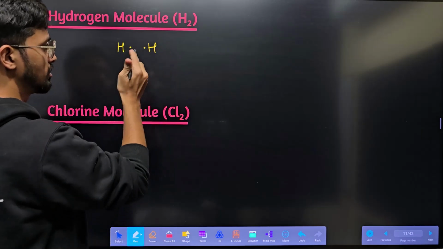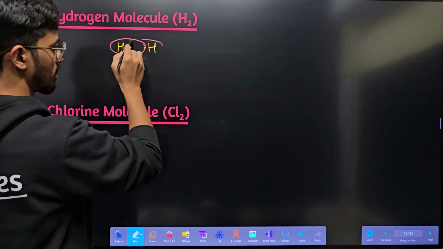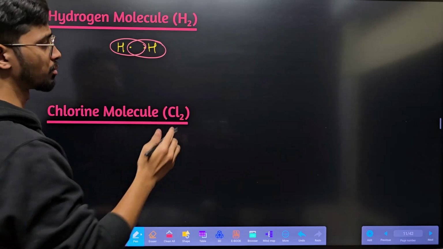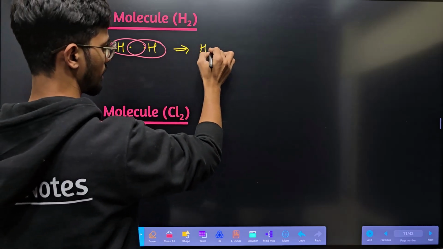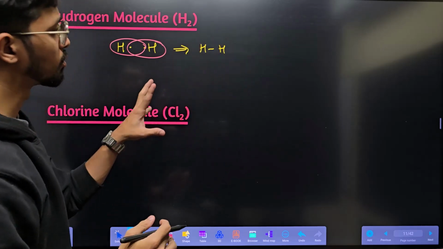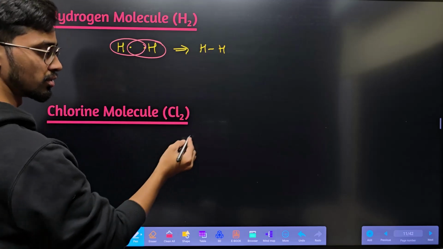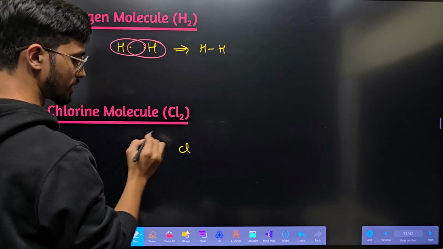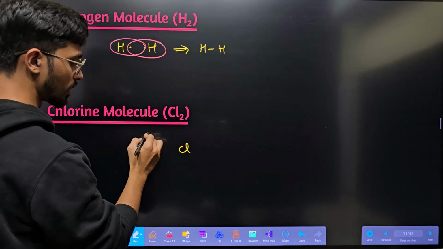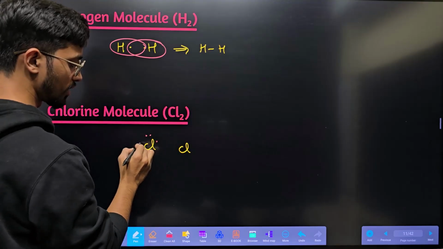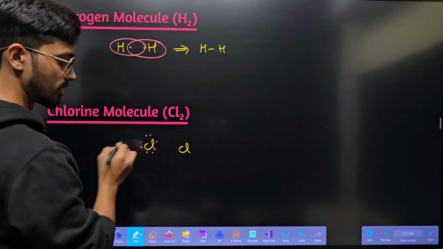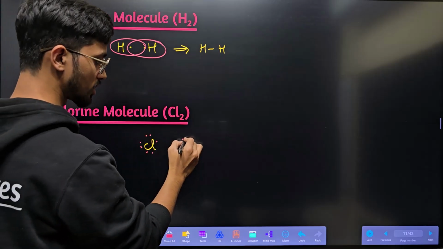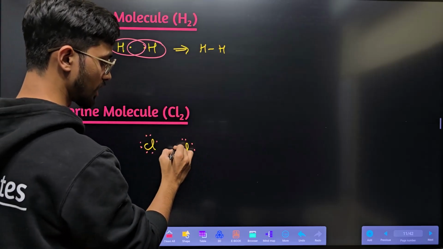2 electrons, 1 and 1. This is a non-polar molecule. H2, in this way, equal sharing of electrons. Cl2, Cl and Cl. How many electrons does Cl have? 1, 2, 3, 4, 5, 6, 7. This one also has 7.